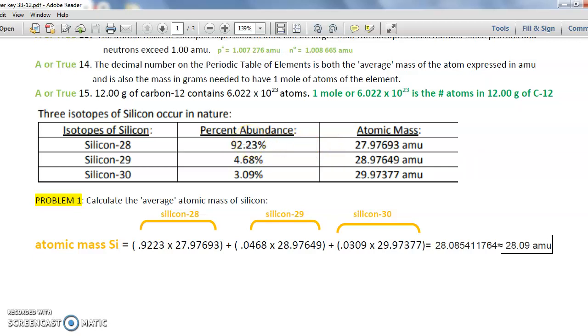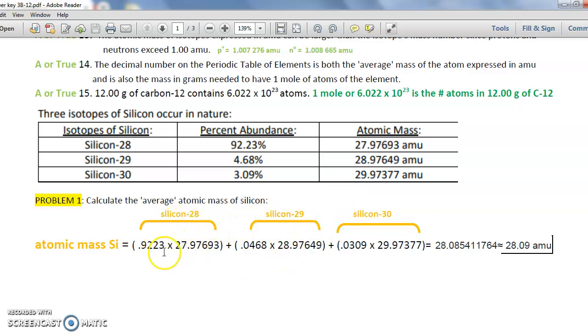So how do we do this problem? Well, first of all, we're going to convert these percents back to decimals by dividing by 100, which is the same as sliding the decimal 2 to the left. So the 92.23, we change it back to decimal form to get 0.9223, and we multiply that by the atomic mass of silicon-28, which is 27.97693. We're going to slide this decimal as well 2 to the left, so the decimal goes to 0.4 and then one more to the left to make it 0.0468, giving that atomic mass of 28.97649. We multiply those two together.